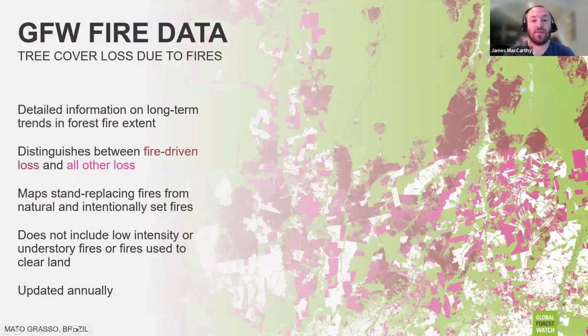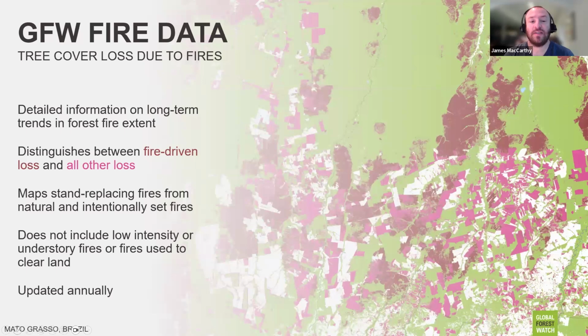The tree cover loss due to fire data offers detailed information on long-term trends in forest fire extent. Users can visualize all 23 years of data on the map and dashboard on Global Forest Watch. This data set allows users to distinguish between tree cover loss due to fire and other drivers of loss, like commodity-driven deforestation.